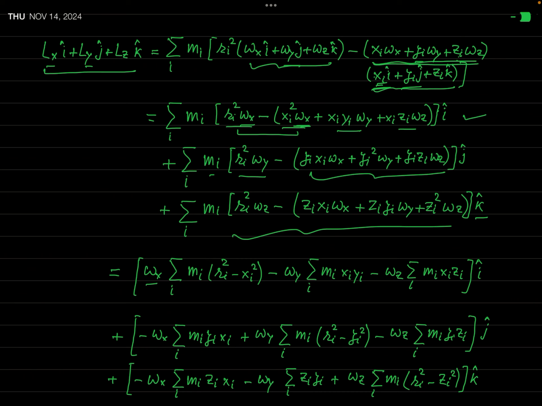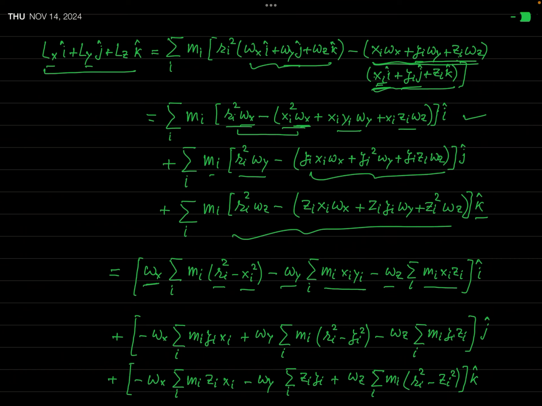Omega x has been written outside of the sign of summation because it has no relation with it, because summation is implied for i, that is, for the number of particles, and omega x is independent of the number of particles. Okay. So the first term will be summation over i m_i (r_i square minus x_i square). Then the second term will be minus omega y summation over i m_i x_i y_i. And the third term will be minus omega z summation over i m_i x_i z_i.